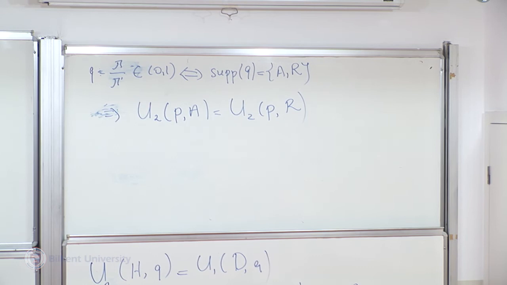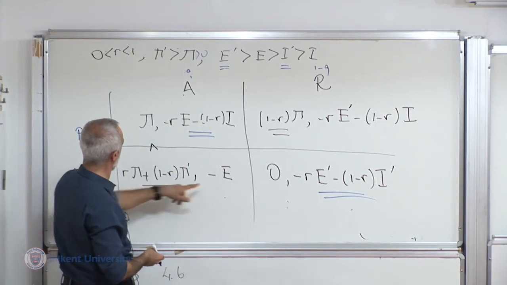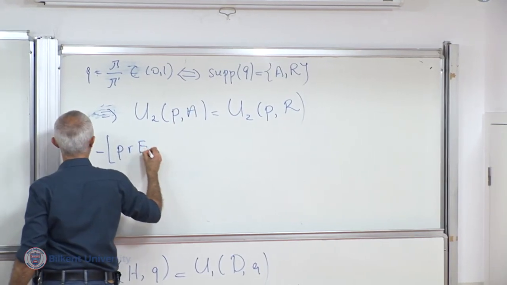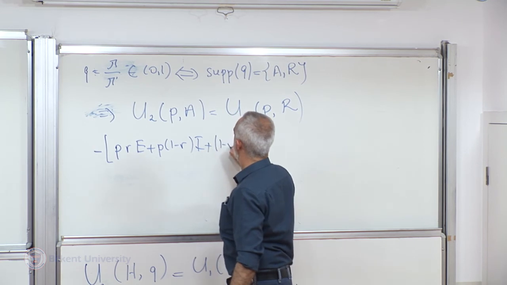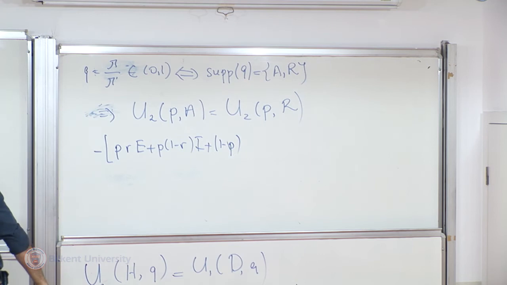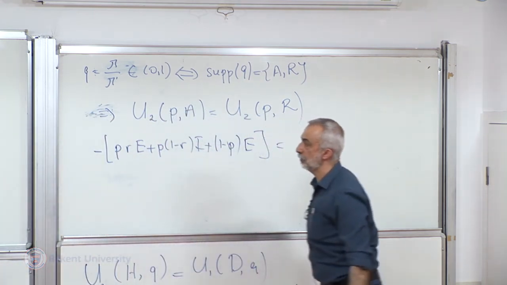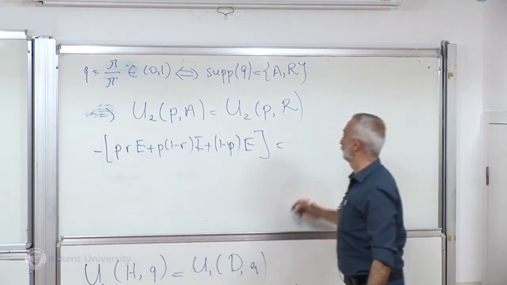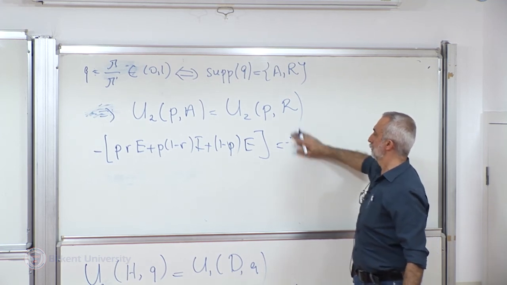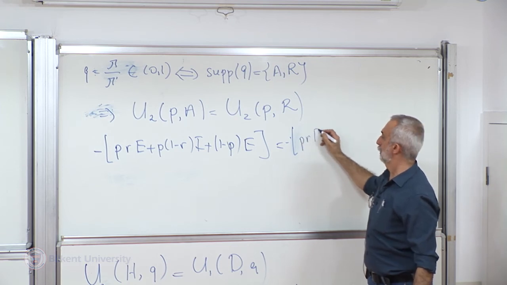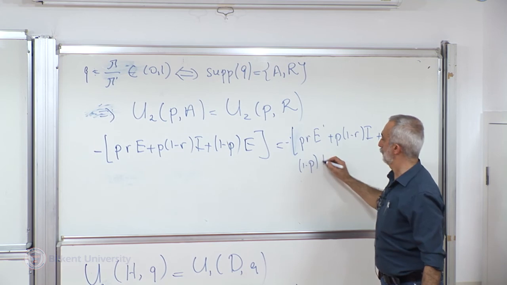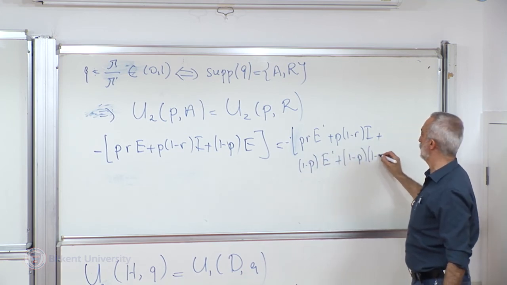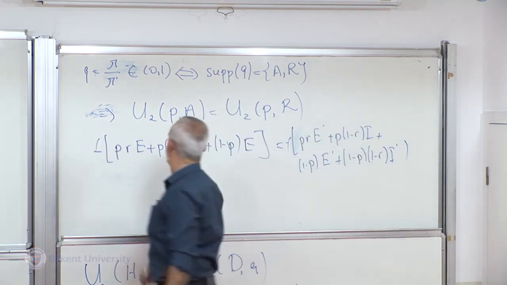So what is U2 of P, A? P times this plus 1 minus P times this. Let me put the minus sign here. P times R E plus P times 1 minus R I plus 1 minus P times E. That's the left-hand side. The right-hand side: P times, again with the minus, R E prime plus P times 1 minus R I plus 1 minus P times E prime plus 1 minus P times 1 minus R times I prime. So the negatives cancel each other.